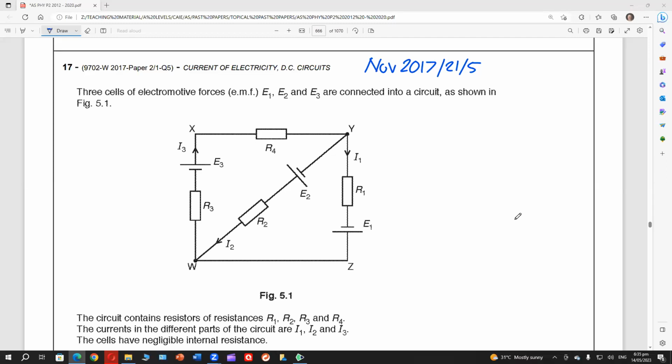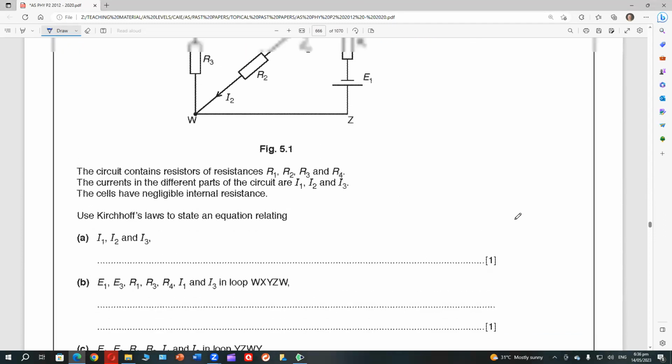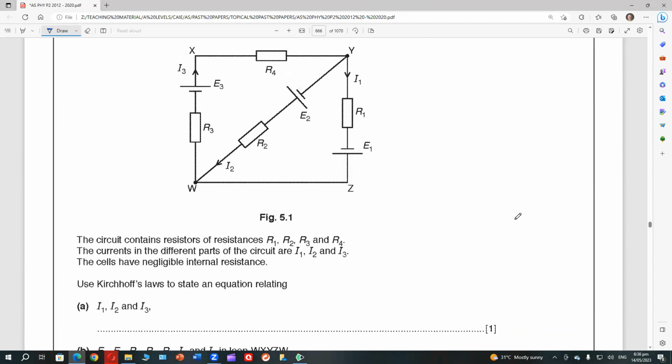Three cells of EMF, E1, E2, and E3 are connected into a circuit as shown. Now you can see the circuit. Do you think it's a case of Kirchhoff? Yes, the current entering the junction will be equal to the current going out, because junctions are there and multiple power sources are there.